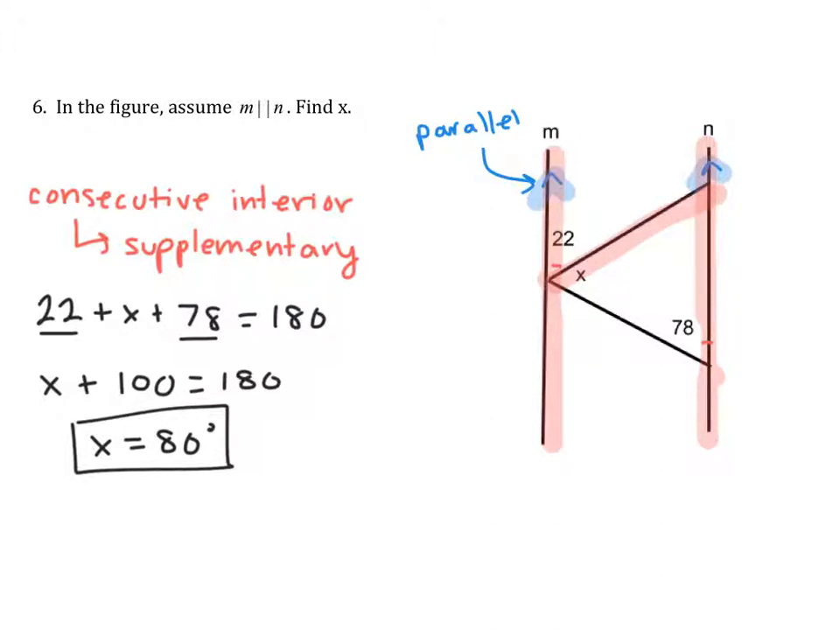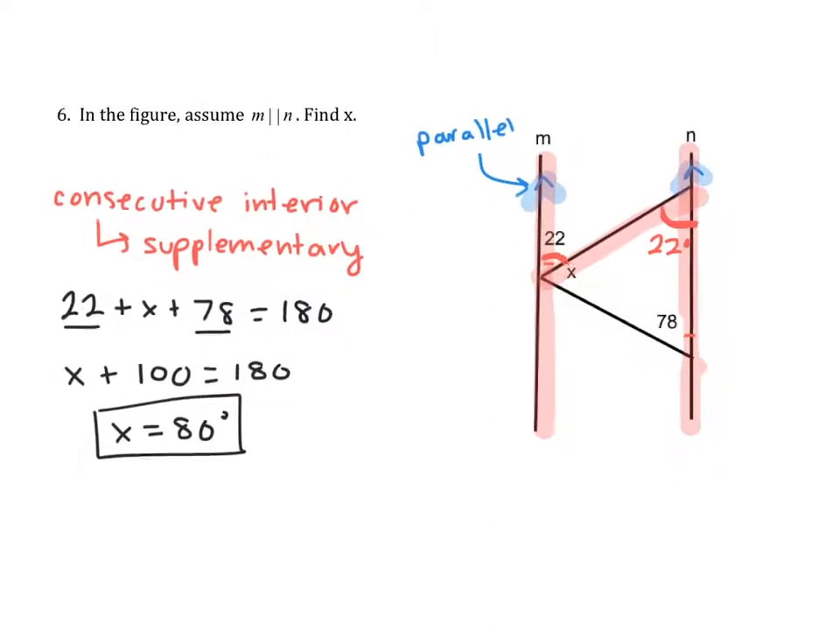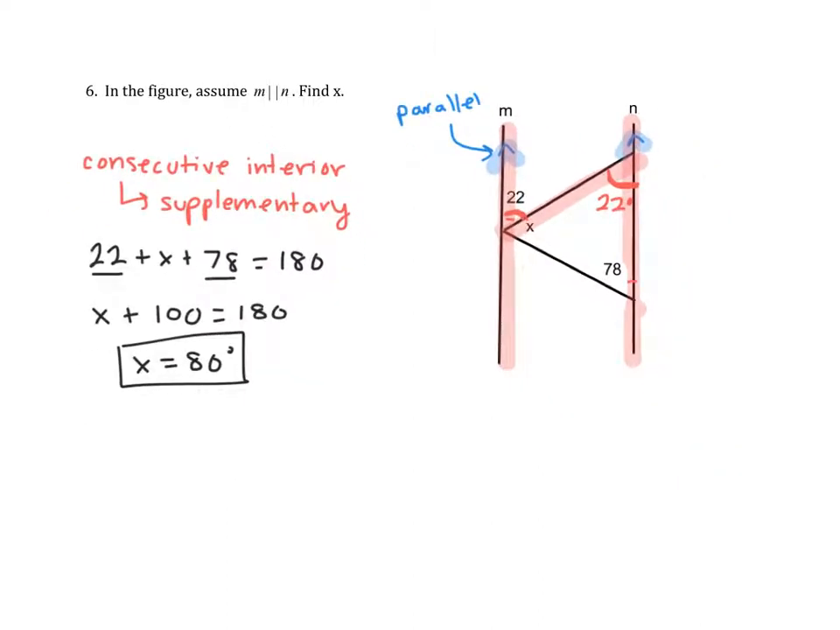So if we do that and I'm looking at my angles, I notice that this angle right here and this angle are alternate interior angles and are therefore congruent. So we start using alternate interior angles, which are congruent, and then we can look inside this triangle.